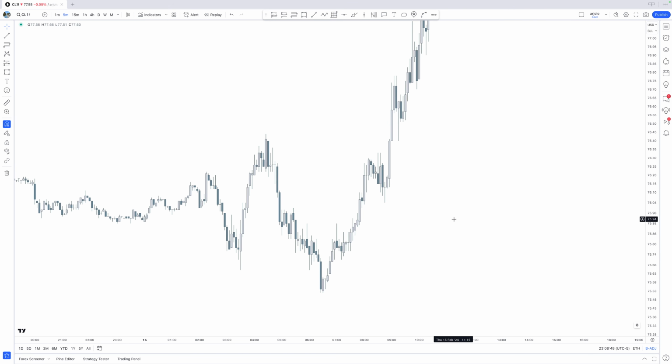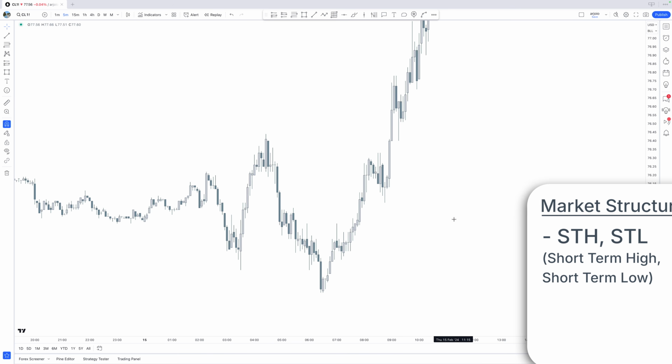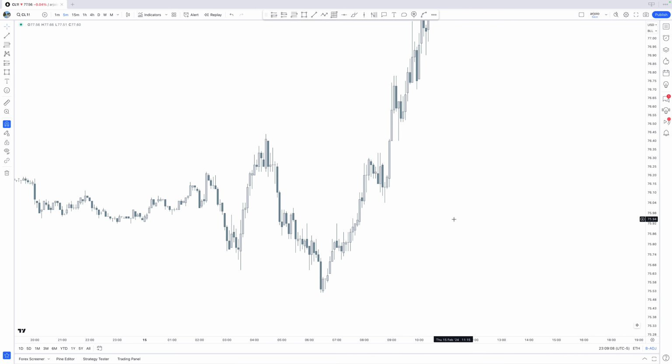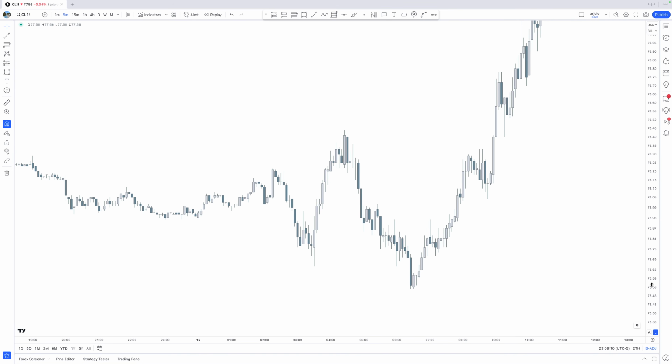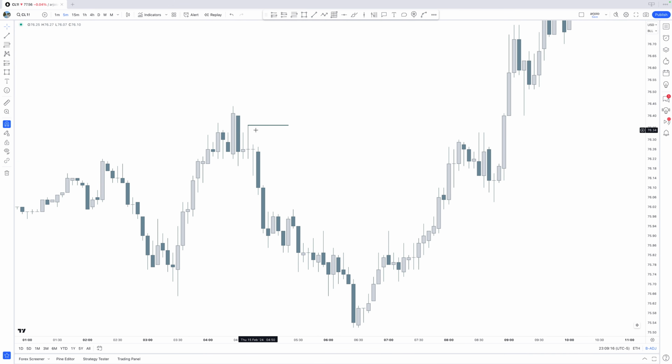All right, for our market structure, let's go over ITH, ITL, STH, and STL. First two things I want to go over: the STH stands for short-term high, and STL stands for short-term low. STH and STL are basically swing highs and swing lows. So the short-term high in this case is a swing high, where this, for example, right there is a short-term high, and that is also a swing high.